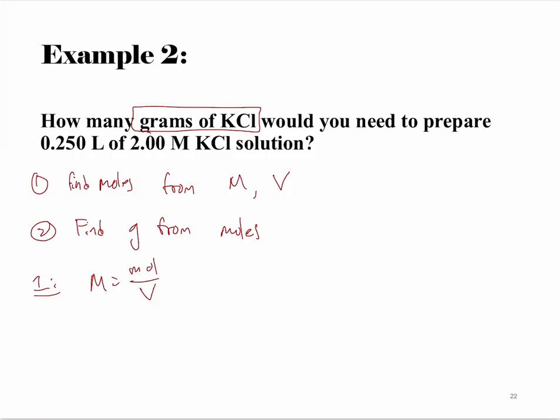Multiply both sides by the volume, right? We multiply both sides by the volume. What happens to volume on the right-hand side of this equation? They cancel out. And we're left with the volume times the molarity gives us the moles of our solute. If we plug in those values, we get 0.250 liters times 2.00 moles per liter, right?